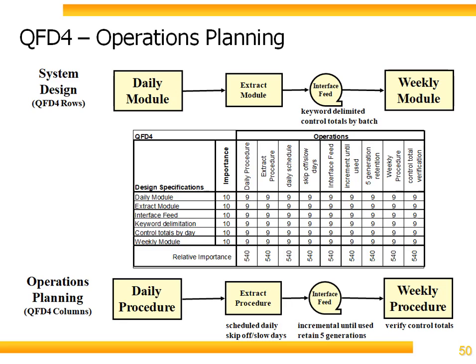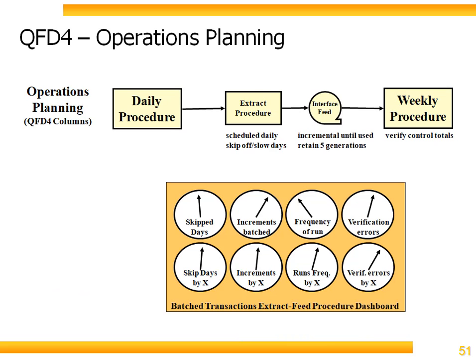So I'm operationalizing my system in QFD4, and then I would come up with the measures that I will use for that going through as well. How many skip days were there? How many increments and batches did I run? Things of that nature. So what do I want to measure operationally?